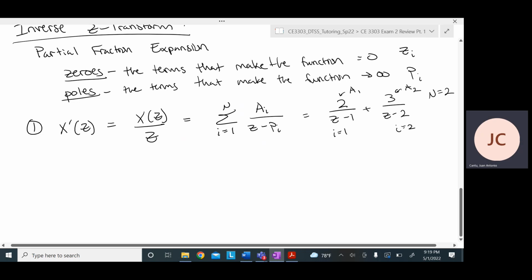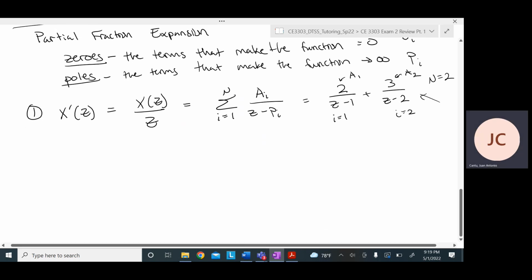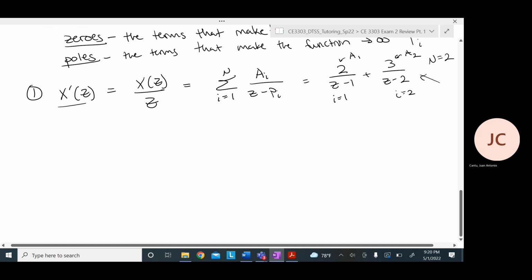I'm not going to go into the math, but these z transforms can be represented by partial fractions, a summation of these. The reason that's important is we can utilize that property to do our inverse z transform. So the first step is taking your z transform, dividing it by z, and calling it x prime of z. The next step is finding these a sub i's. These are our unknowns. The poles are going to be known to us, as you'll see when we do an example, but our unknowns are these a sub i's.